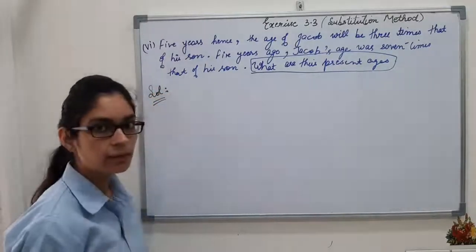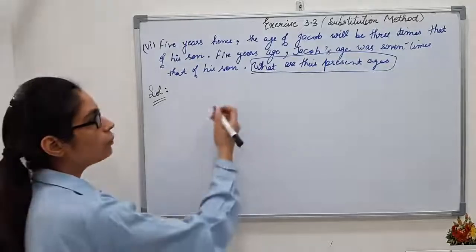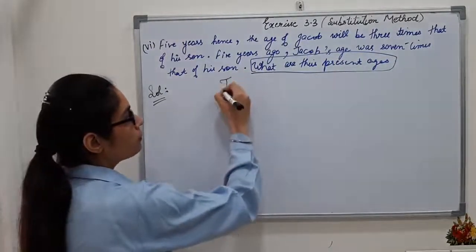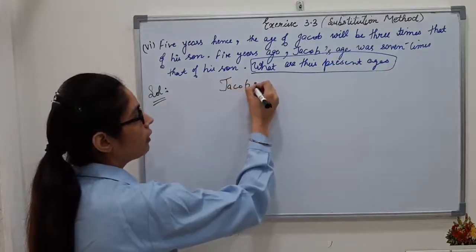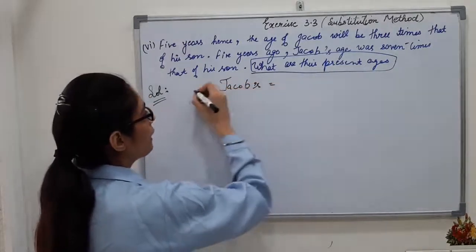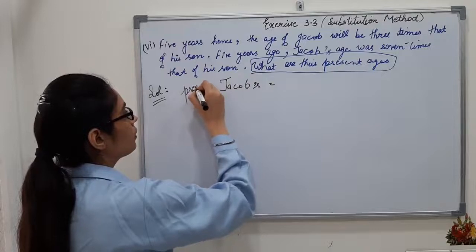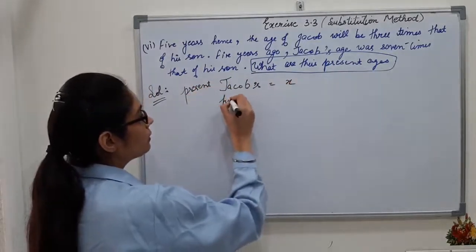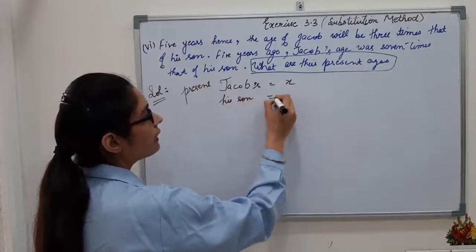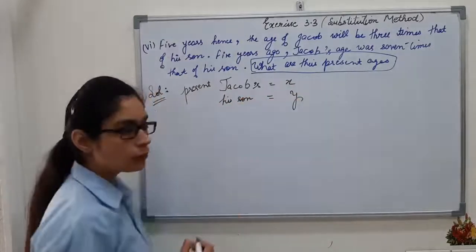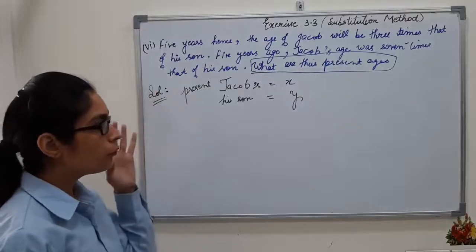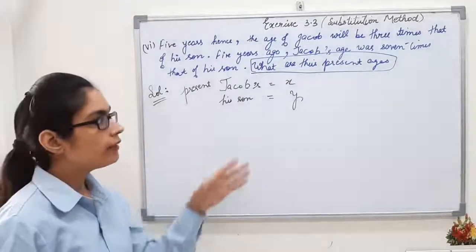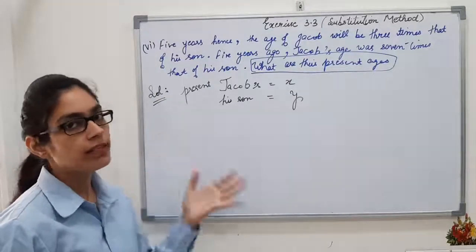Yes, we have to assume their present ages as x and y. So Jacob's present age I am assuming x, and his son's present age we will assume as y. So now this sum is very simple. You can also pause the video for a little bit and try it yourselves. In the meanwhile, I'll also help you.